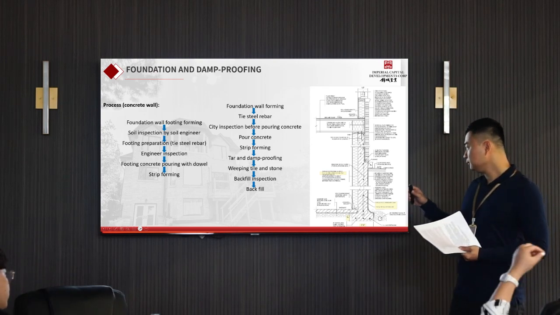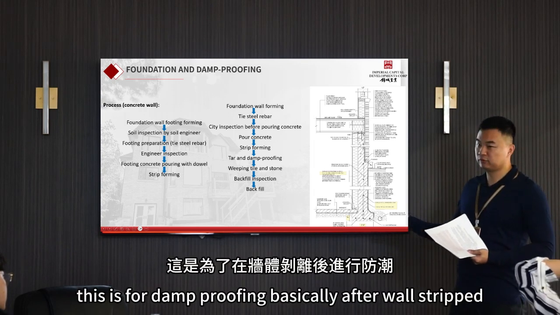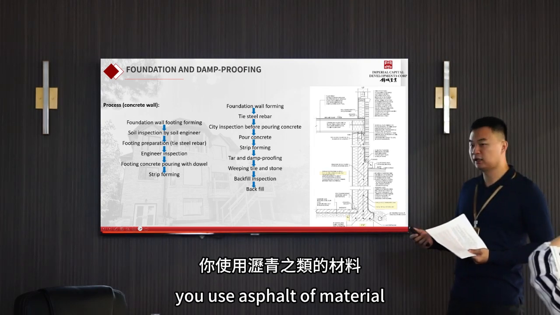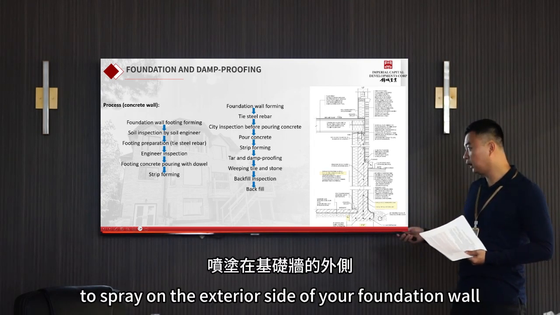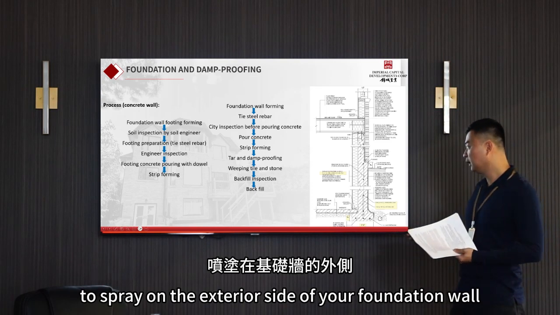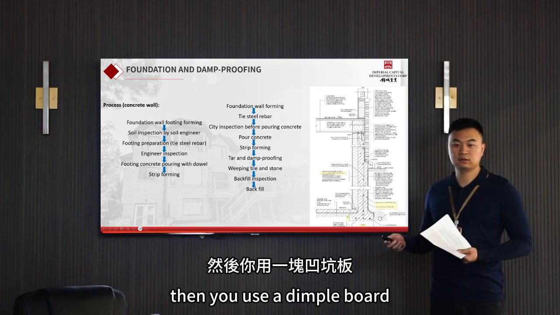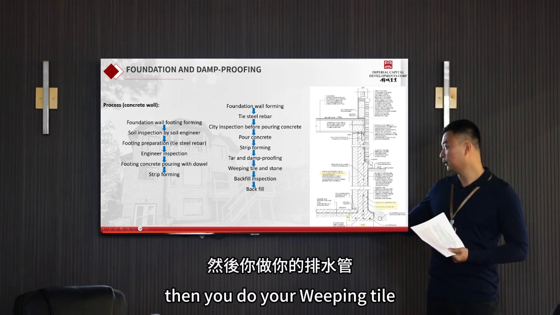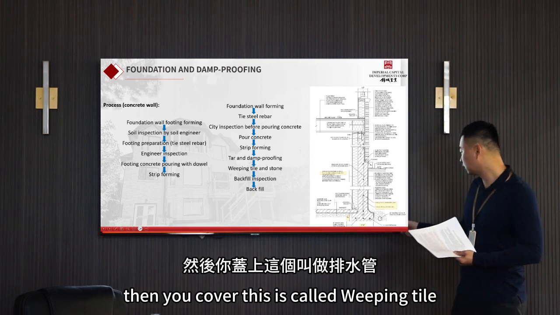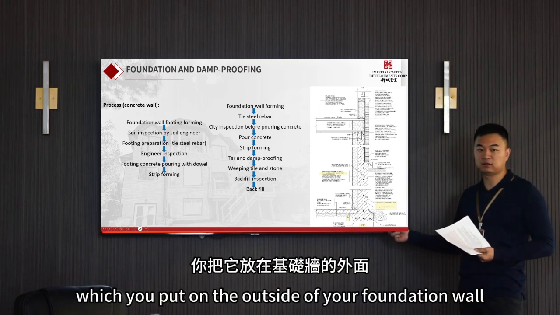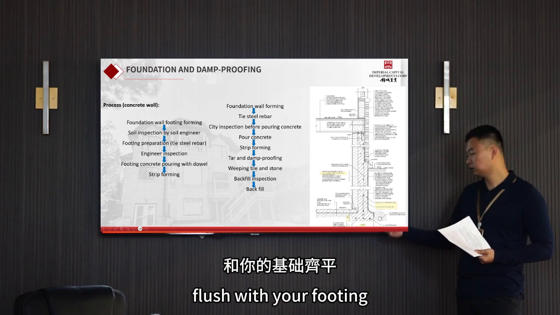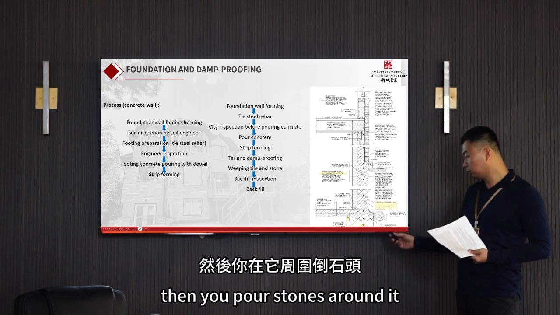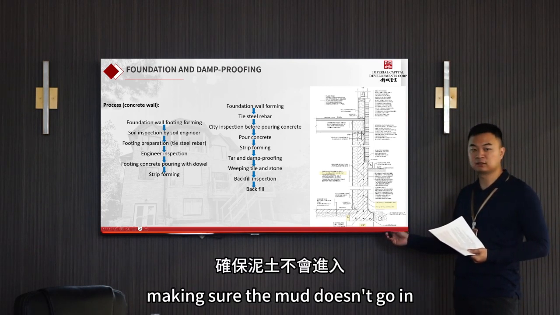This is for damp proofing. Basically, after your wall is stripped, you use an asphalt kind of material to spray on the exterior side of your foundation wall. Then you use a dimple board, which is a damp proofing material. Then you do your weeping tile, which you put on the outside of your foundation wall, flush with your footing. Then you pour stones around it, making sure the mud doesn't go in.